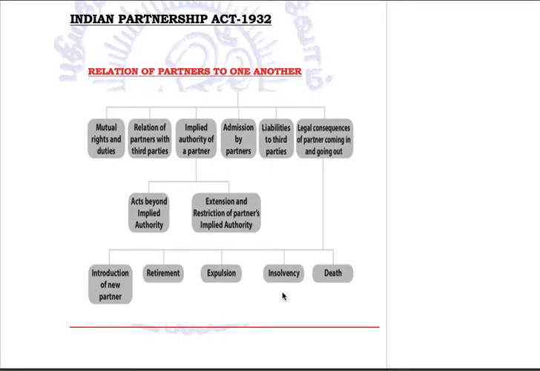Insolvency. What will be the effect of insolvency upon the partnership? If there are six partners, one of them has become insolvent. Insolvent, like we all understand, is someone who is not able to discharge his liabilities, whose debts are more than his assets. Or what is the impact of death? Death of a partner. What is the impact of death upon the partnership as a whole?